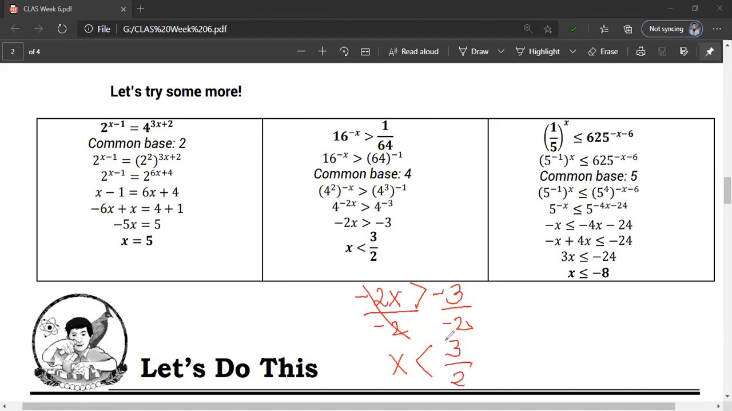Positive kasi, di ba? Negative divide negative is positive. So this is the final answer. So tama yun. Huwag niyo pong kakalimutan yun. Lagi yun siya, class. Okay? So ganun po.